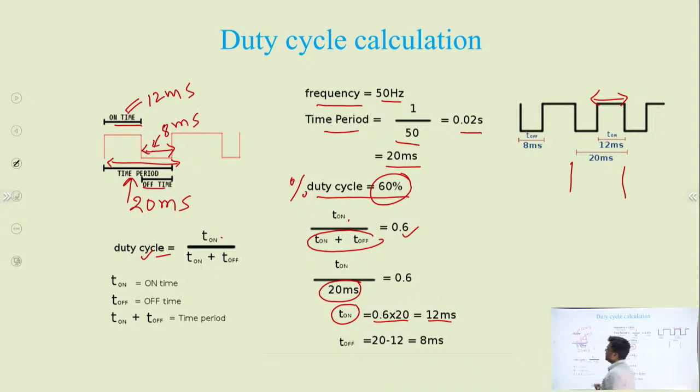So for any duty cycle, if we know the duty cycle, we can calculate the T on time and T off time, as well as the amplitude of the signal. This is also controlled, which is necessary for controlling the voltage, and that can be done through the SCR.